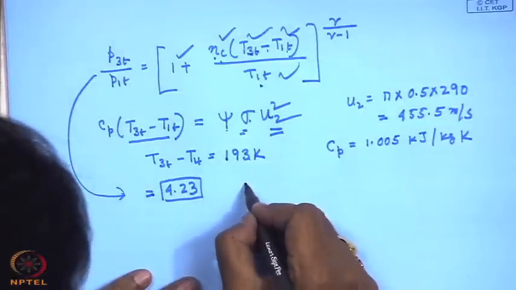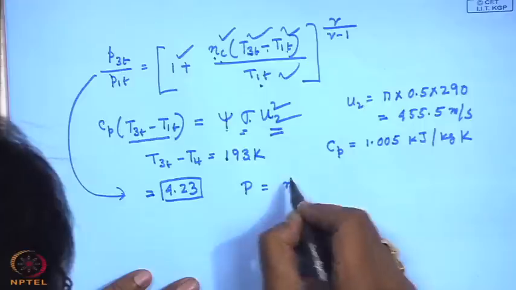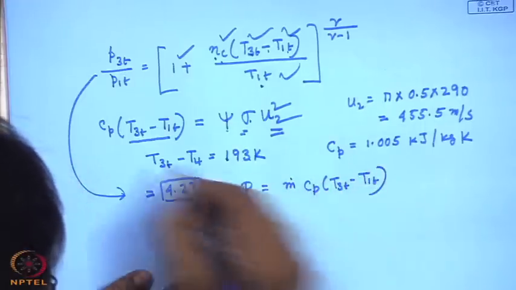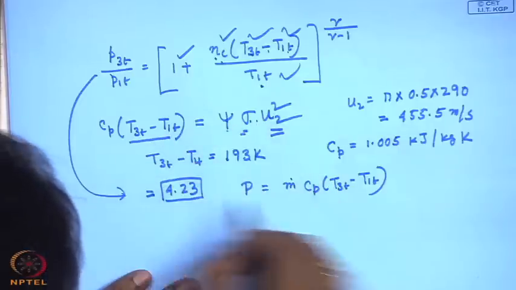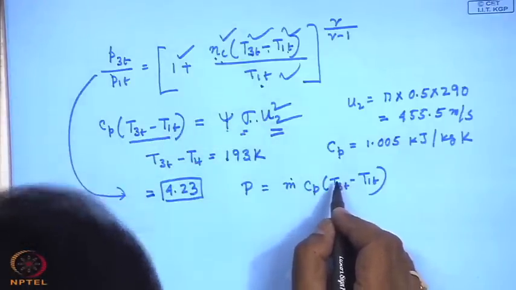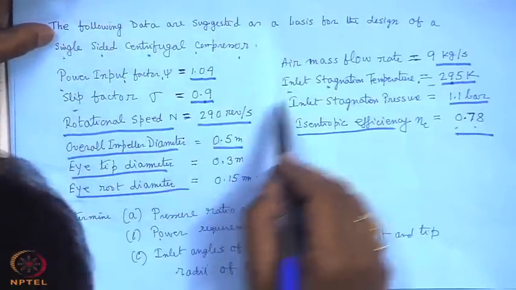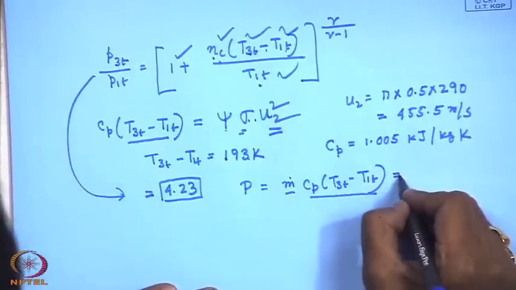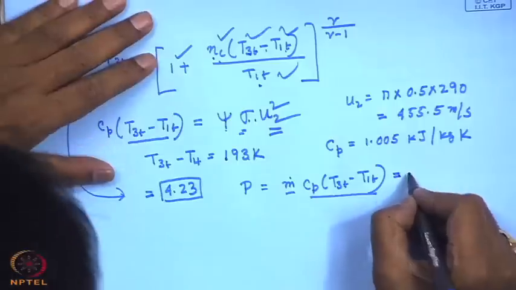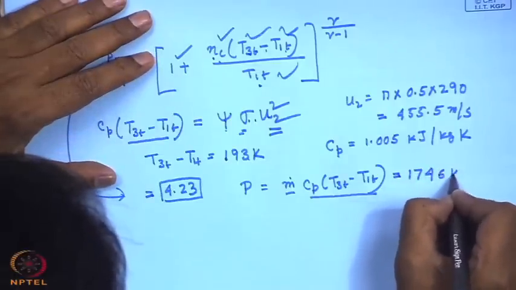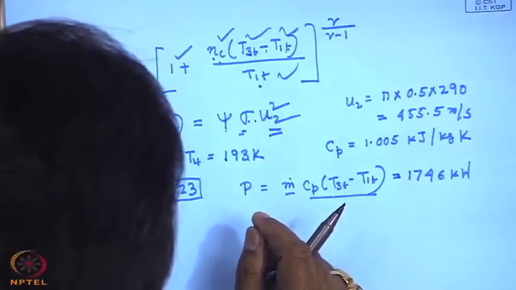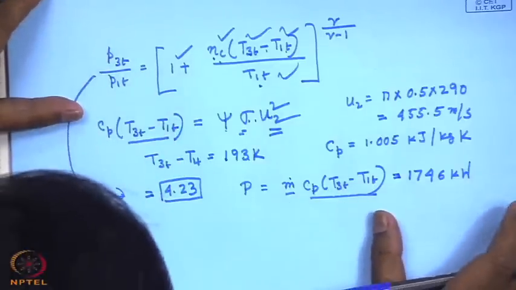Power requirement is mass flow rate into Cp into this work done per unit mass, T1, either this or this, both are the same. So anyway, you find out the mass flow rate, which is given probably, otherwise power cannot be found out: air mass flow rate 9 kg per second. So, work per unit mass into mass flow rate is the power, you know everything. So, power requirement is now 1746 kilowatt. All right.